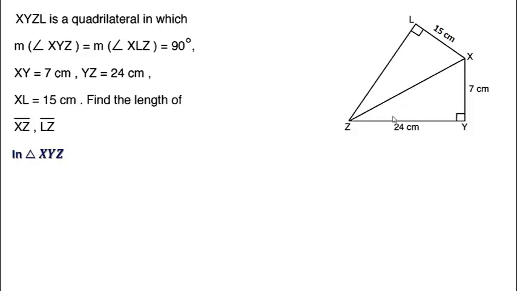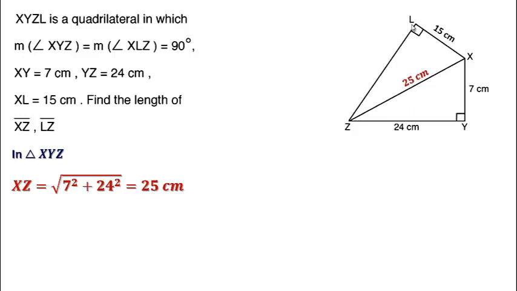to get XZ. XZ here is the hypotenuse, so I use the rule which is plus: 7 squared plus 24 squared under the square root here. So we get XZ equals 25.